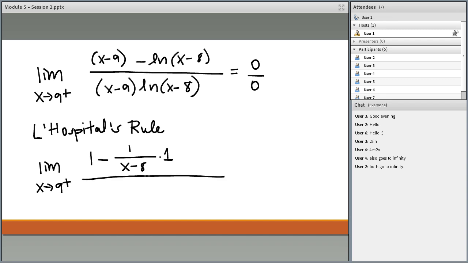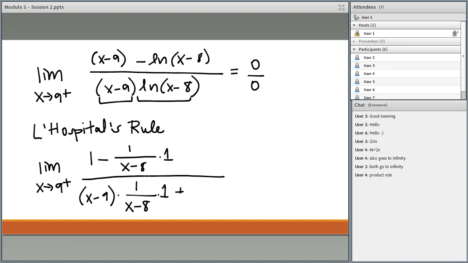What about the denominator? How am I going to take the derivative of the denominator? Great, I have to use the product rule. I have two functions multiplied together, so I have to use the product rule. So the product rule says the first function times the derivative of the second function. So the first function, which is x minus 9, times the derivative of the second function, so 1 over x minus 8, and then times a 1, just by the chain rule, and you don't need to write the 1.